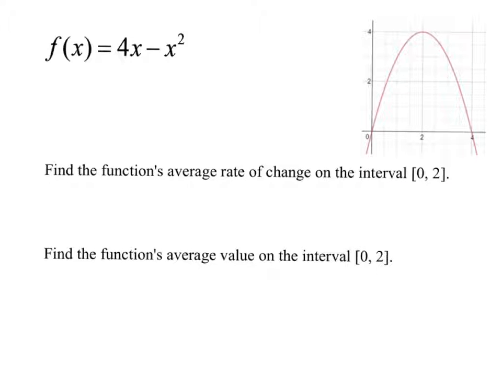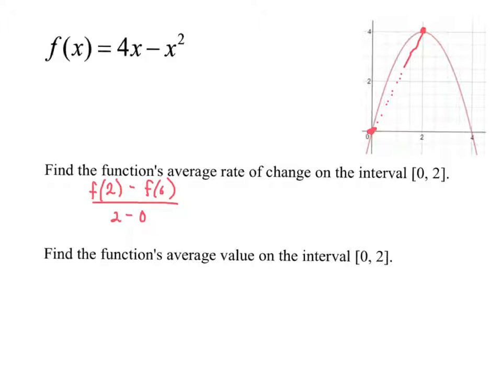Okay, so for this, we're going to find the function's average rate of change. Now, we've done this, and I know you've done this a number of times, but I just want to remind you, average rate of change means you're finding the y value at 0, the y value at 2, and you are simply finding the slope of the secant line. Okay, the equation is f of, in this case, 2 minus f of 0 over 2 minus 0. Okay, change in y over change in x.